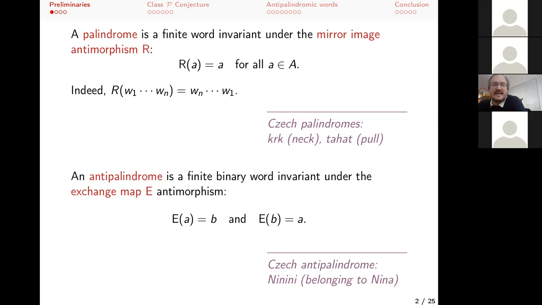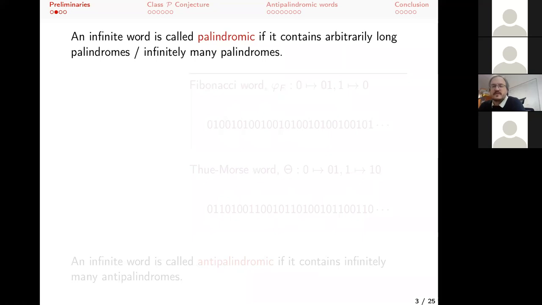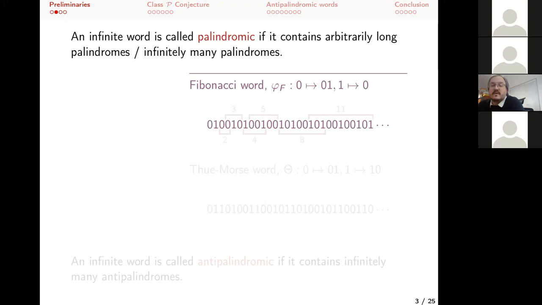Now, what we are interested in are antipalindromic words. Let me start with palindromic words. An infinite word is palindromic if it contains arbitrarily long palindromes, or alternatively, if it contains infinitely many palindromes. A lot of known words are palindromic. For example, the Fibonacci word, which is the fixed point of the morphism that sends 0 to 01 and 1 to 0.